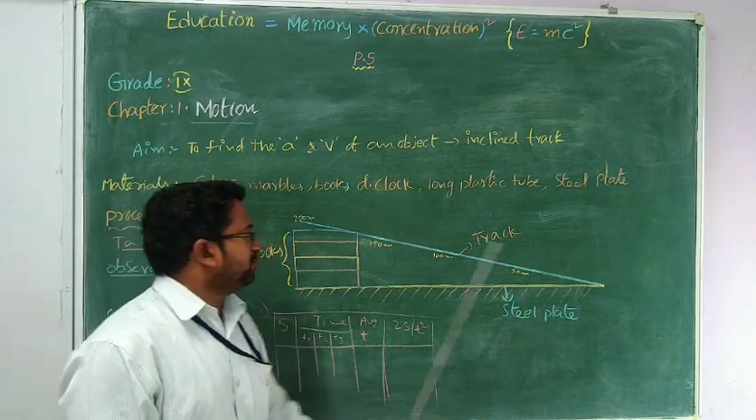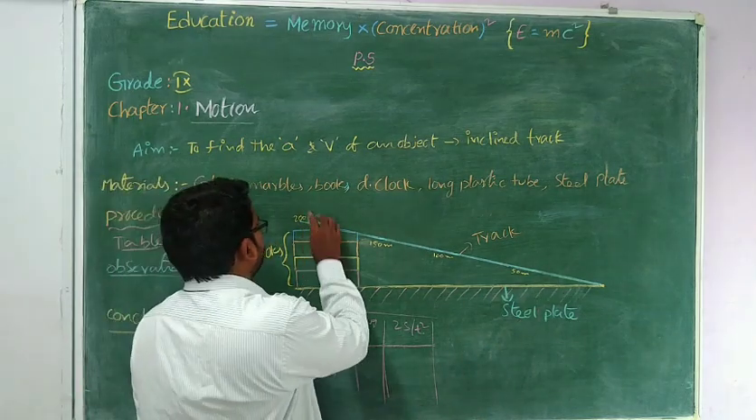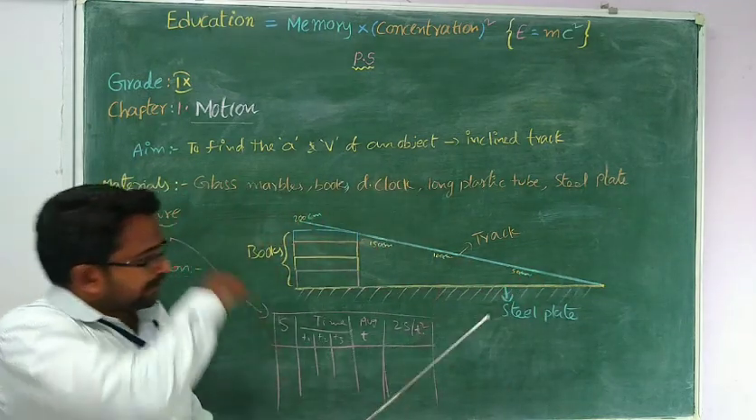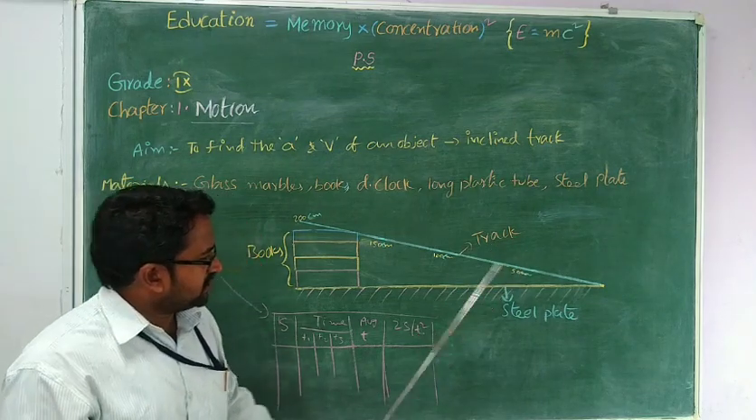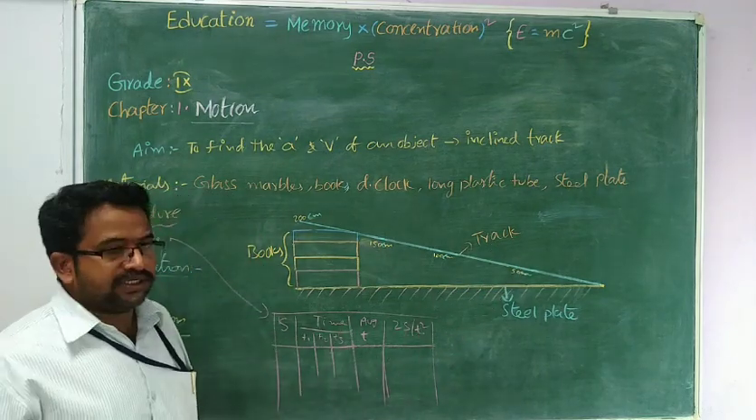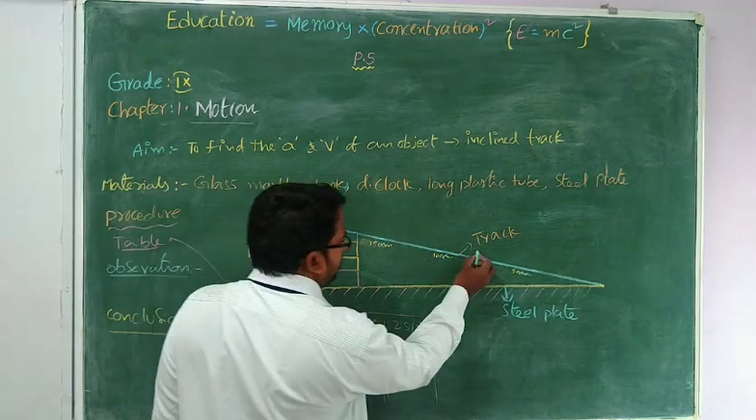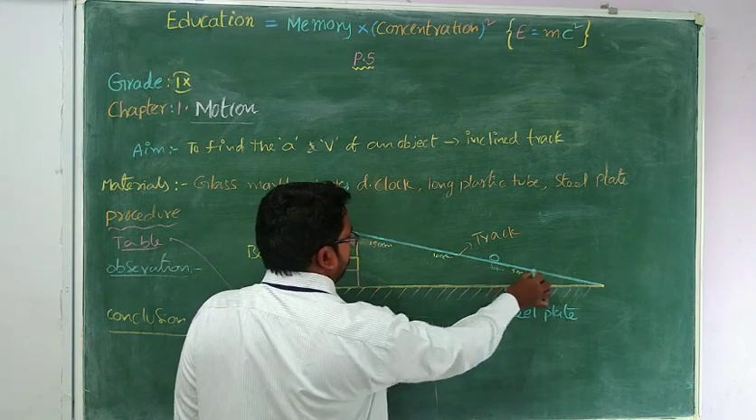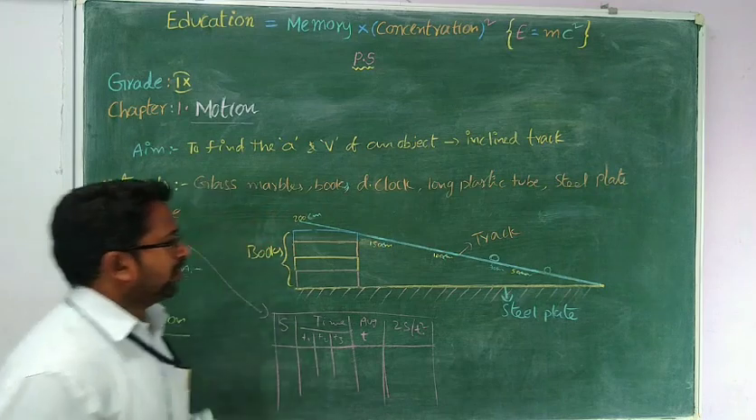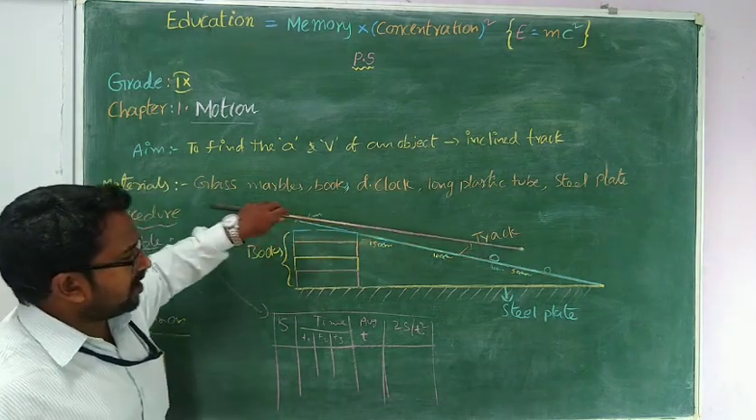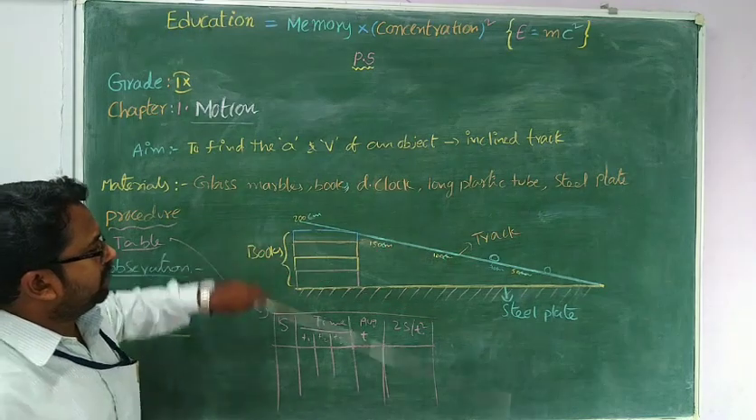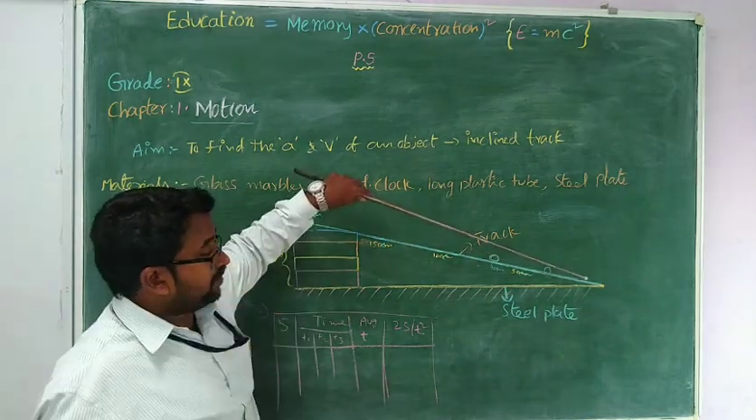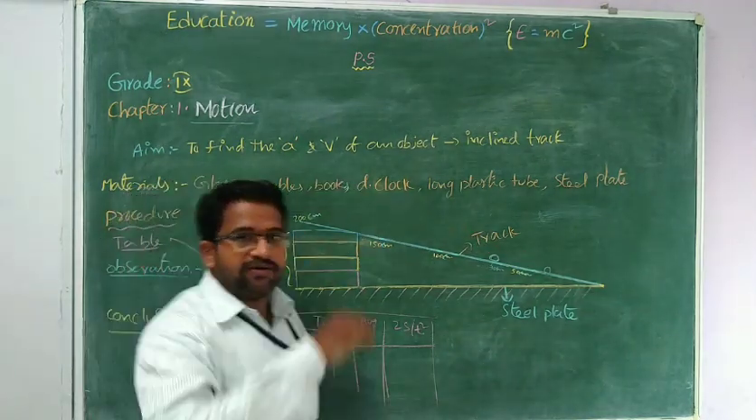Along this track, approximately 2 meters, which means 200 centimeters, is to be divided into parts: 50 centimeters, 100 centimeters, 150 centimeters, 200 centimeters, like this. Take the glass marble and keep it at maybe 70 centimeters or maybe 40 centimeters. From there you have to release the marble. Then what happens? It will move towards the ground. Why? Because of the inclined position, because of gravity, it will move.